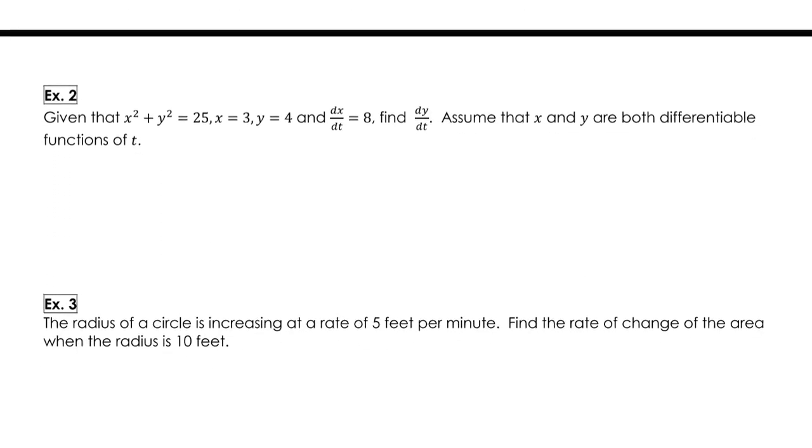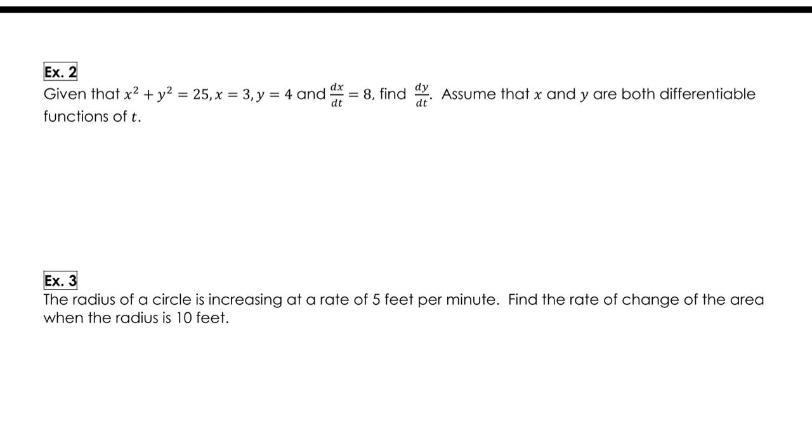Before we get to some story problems, though, let's knock out just some basic problems looking at derivatives. So we have x squared plus y squared is 25, and x is 3 and y is 4. So we're looking at this moment in time, right? We could say, well, what happens if x is 0, y could be 5. In this case, we're looking when x is 3 and y is 4. What this means is the change in x with respect to time is 8. We need to find the change in y with respect to time.